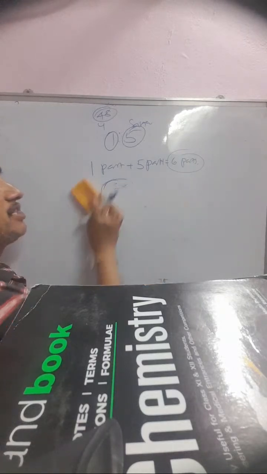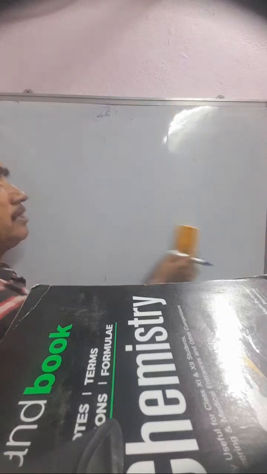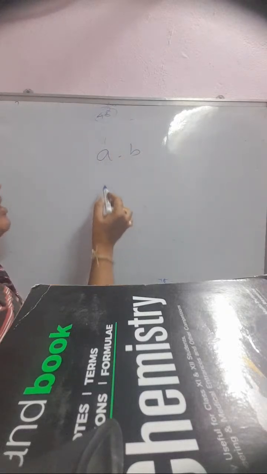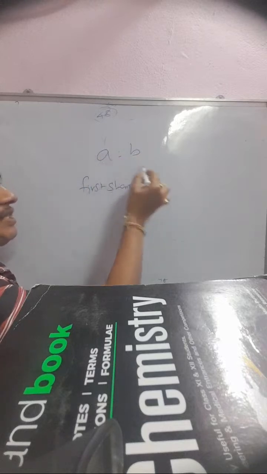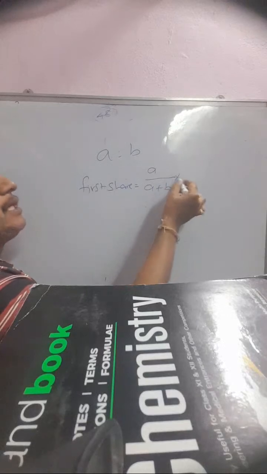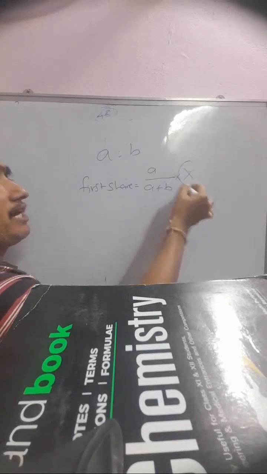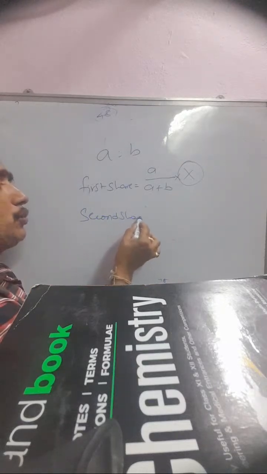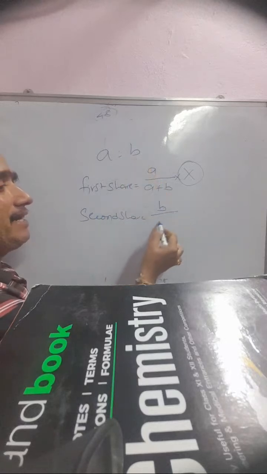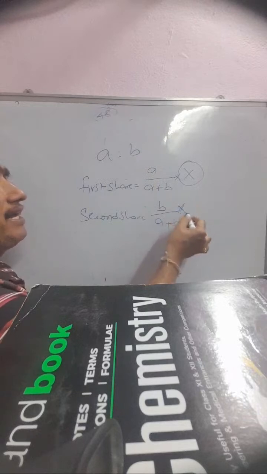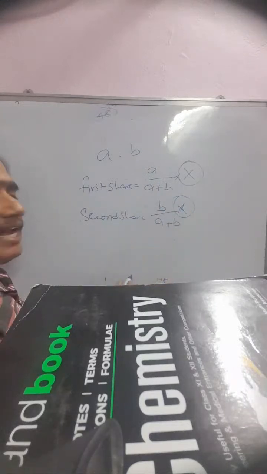No sir, we want some systematic way to write in exam. You can do like this. A is to B. First share is equal to first term by first term plus second term into the number to which you are dividing. And second share is equal to second one by first one plus second one into the number which you are dividing. So this is the way to write.